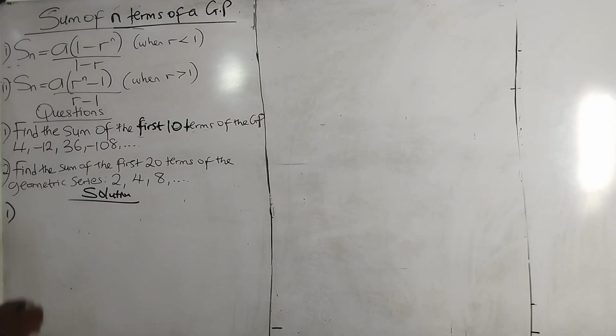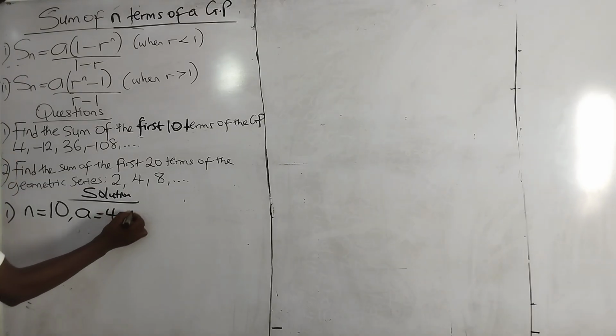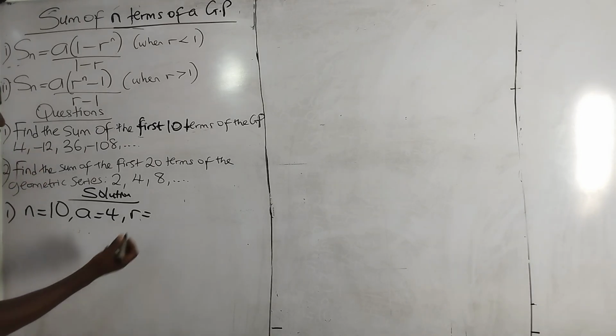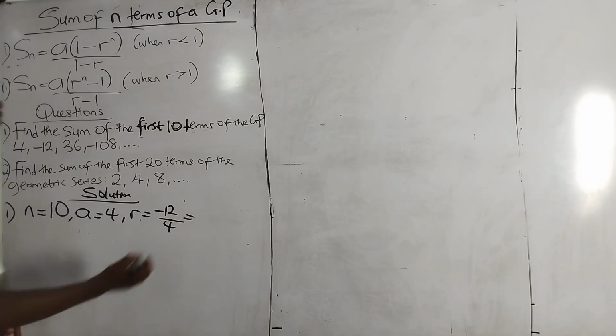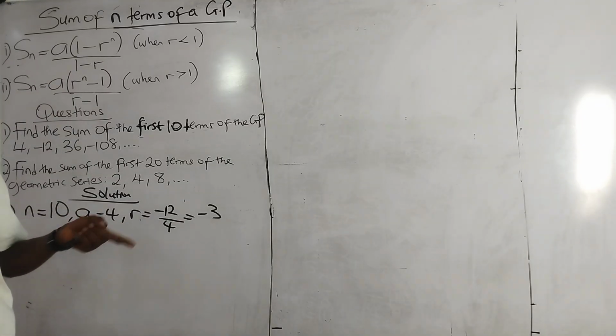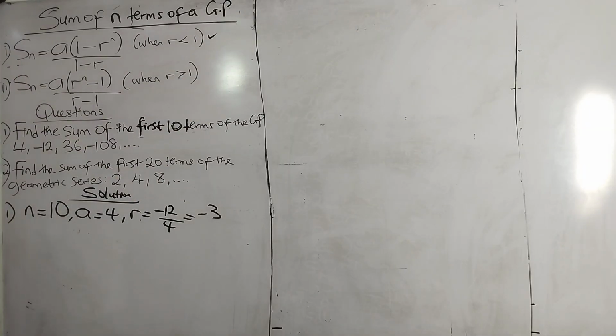We have number 1 here. Find the sum of the first 10 terms. So our n is equal to 10. This is the first term, our a is equal to 4. By now I believe you know how to get the common ratio: the second term over the first term. The second term here is -12, so -12 over 4 is -3. Is this -3 less than 1 or greater than 1? You can see that -3 is less than 1. So this is the formula to use for this number 1 question.